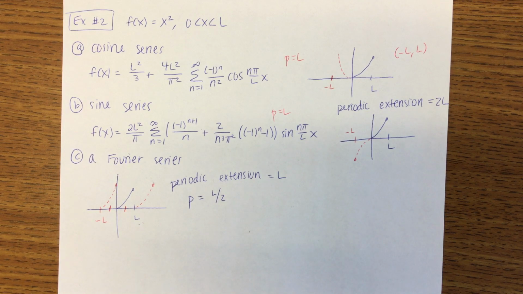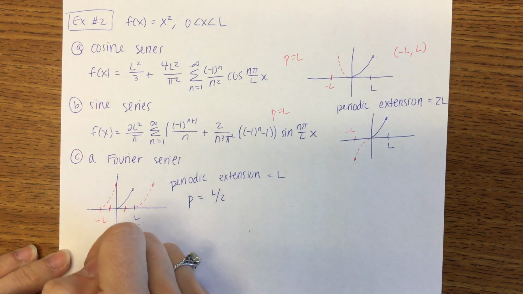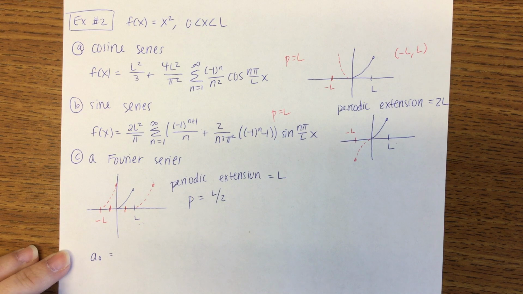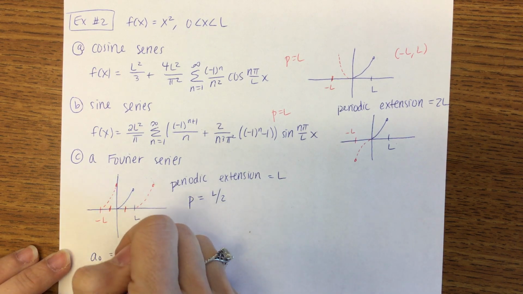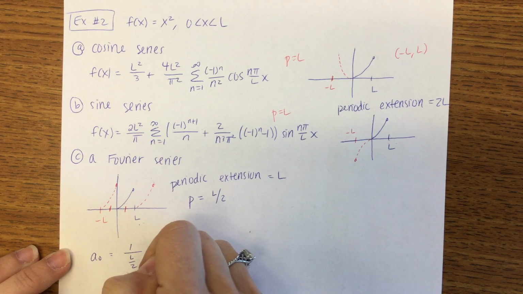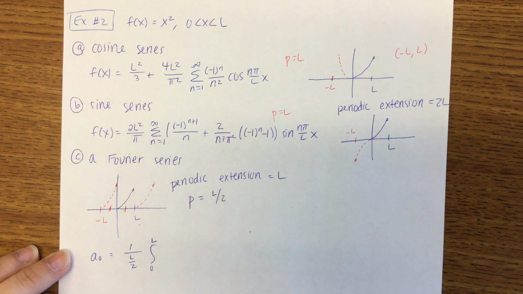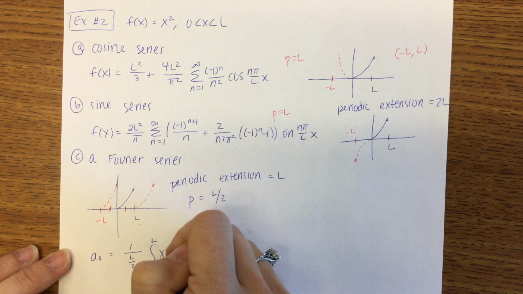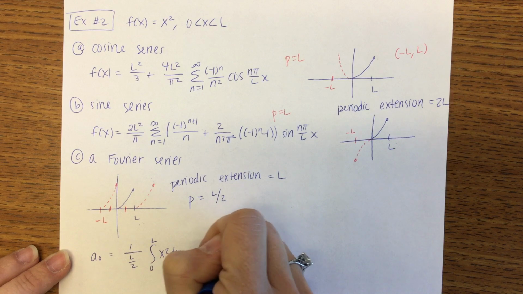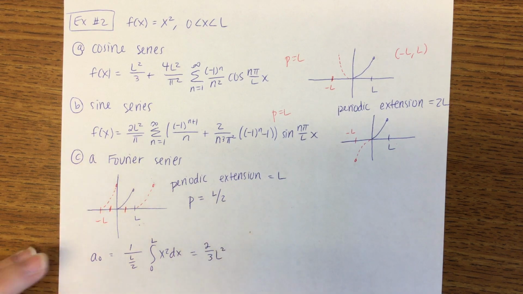Okay. So now we got to do the Fourier series, this time using a P of L over 2 instead of P being L. So A sub 0 is going to be 1 over P, so 1 over L over 2, integral from 0 to L of x squared dx. If you trust me, I will tell you that this is 2/3 L squared.